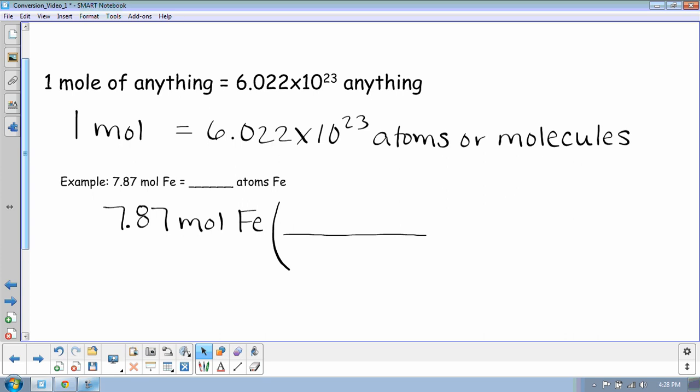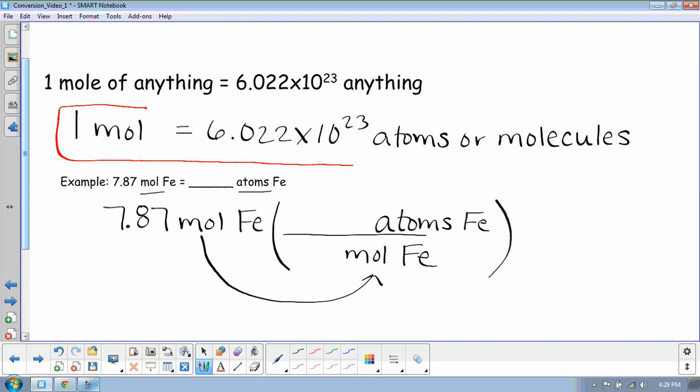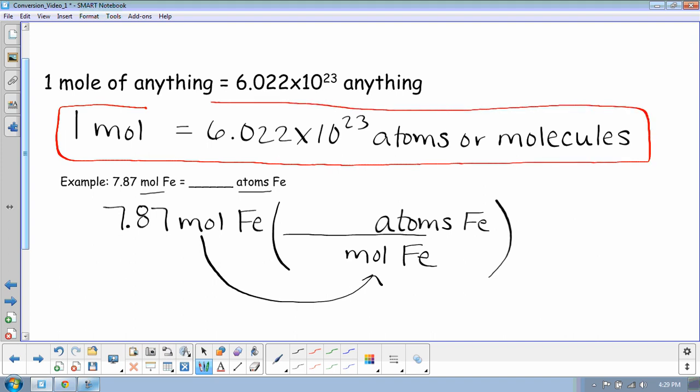Whatever unit I start with is going to end up being the unit on the bottom because we want them to mathematically cancel. So I'm going to take the mole of Fe and put the mole of Fe down here on the bottom. My problem says that I'm going from moles to atoms, so I'm going to write my atoms Fe up here. Now the question is, what are the numbers that go in front of the mole? And what are the numbers that go in front of the atoms? Conveniently for us, right here, this is our conversion factor. And it tells us exactly what numbers are supposed to go in front of those units. So for us, it's going to be 1 mole here and 6.022 times 10 to the 23 here.